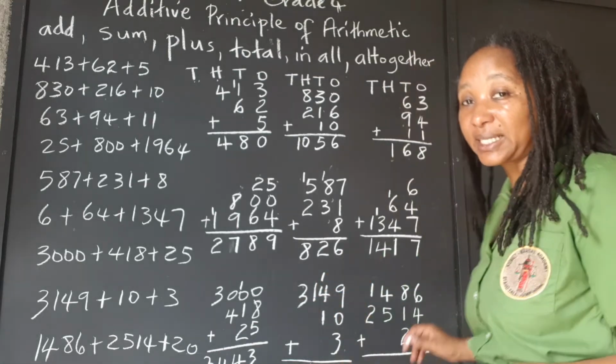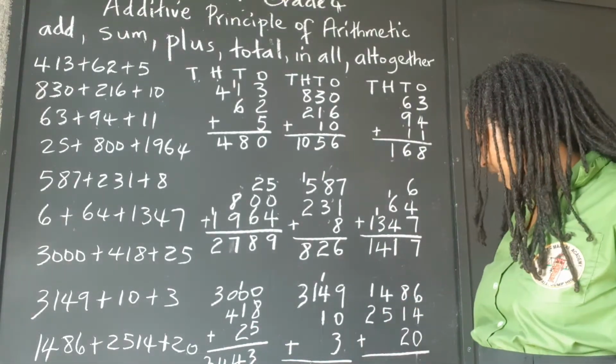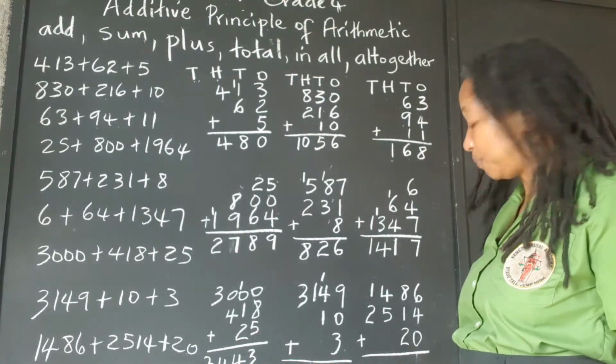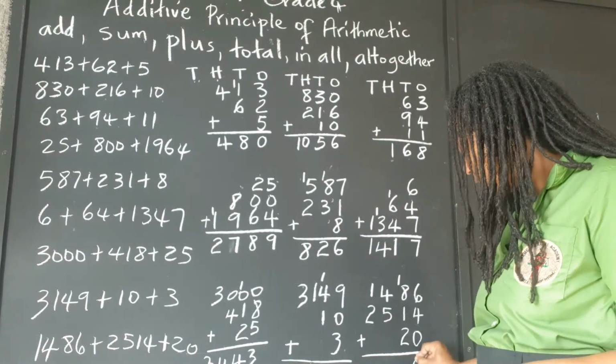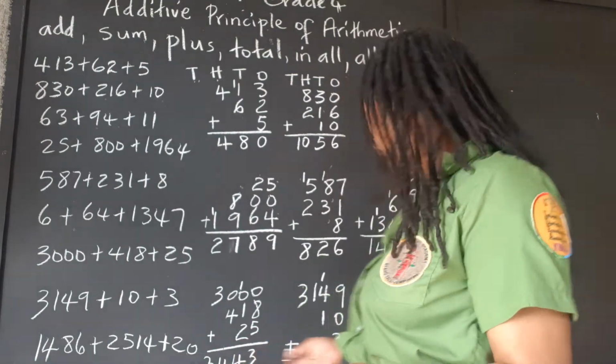Okay, so 6 plus 4, that gives 10. We cannot put down the 10 here. We have to put that one group of 10 in the tens place. So there is no unit left. 10 is 10, just one group of 10.